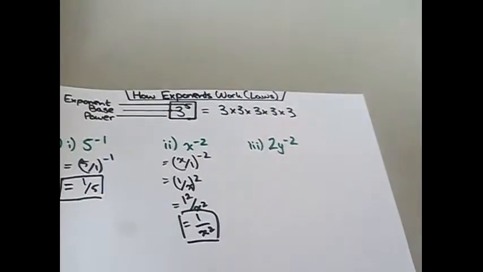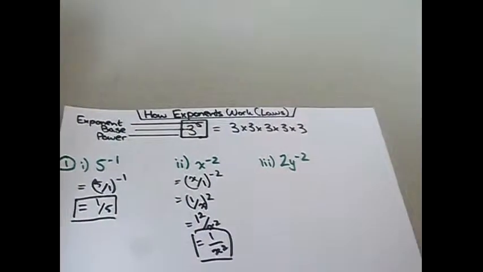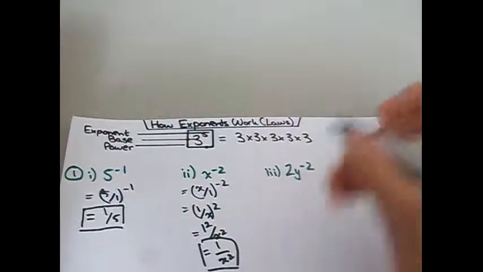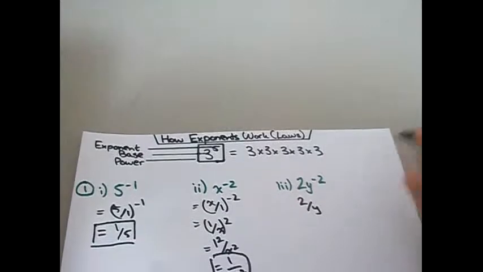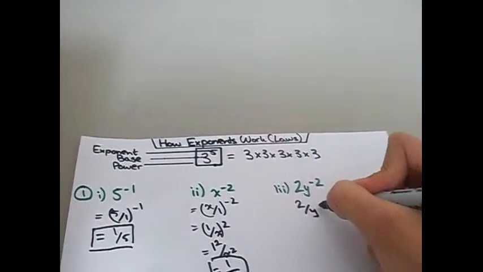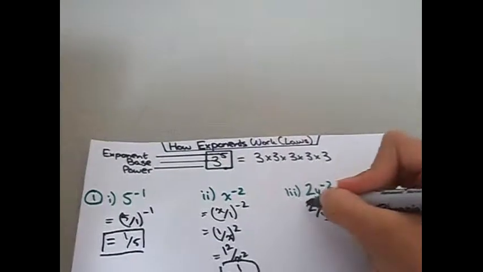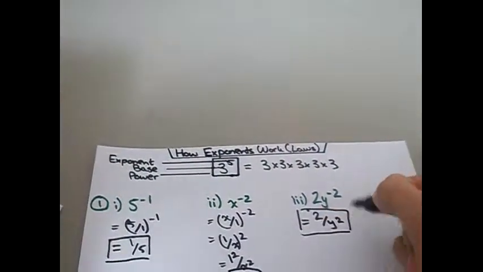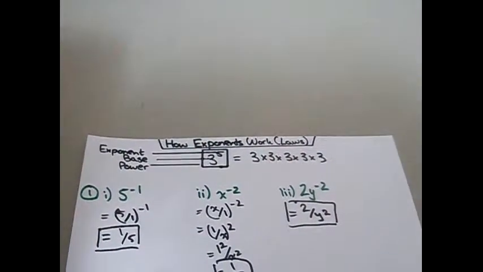This is where most students make a mistake. 2y to the power of negative 2. Note that the negative 2 exponent is only being applied to y, not 2. So I'm going to flip y only, and bring it to the bottom to get rid of the negative sign, and this becomes 2 over y squared. And that's all you have to do for this one. The 2 will stay as the numerator because the negative 2 exponent is not being applied to it.